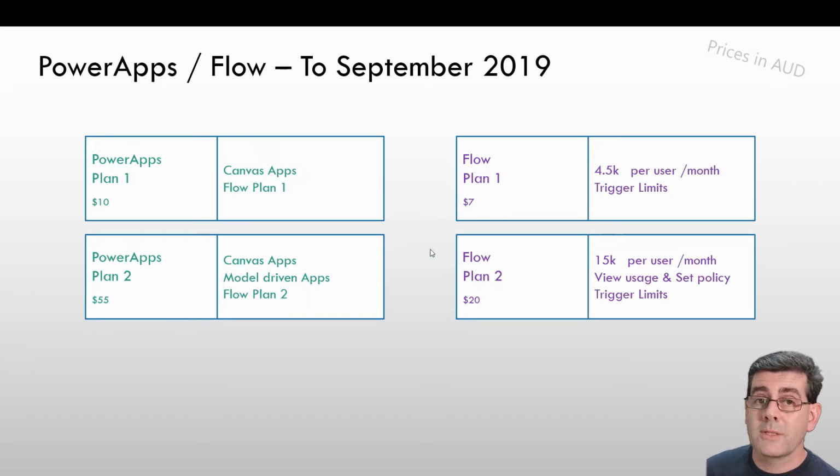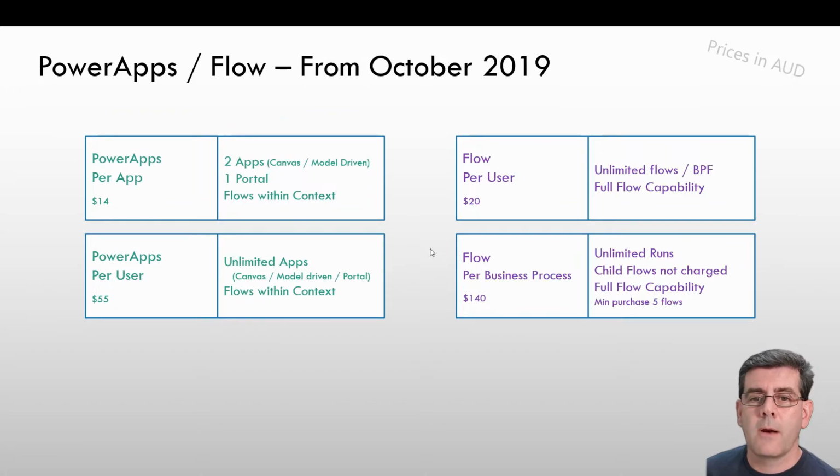So what does this look like in the new world? All right, so in the PowerApp side of things, we've now got something called a PowerApps per app. Now, by app, it doesn't just mean a single app, because what we actually get access to is 2 apps, and that can be any combination of a canvas or a model-driven app. And we also get 1 portal as part of that. And we can execute any flows that are needed within the context of our applications. So the context piece is the important part there. And so that's the per app module.